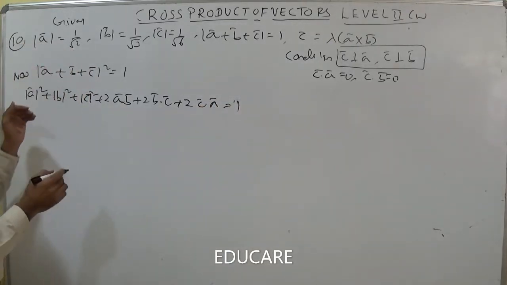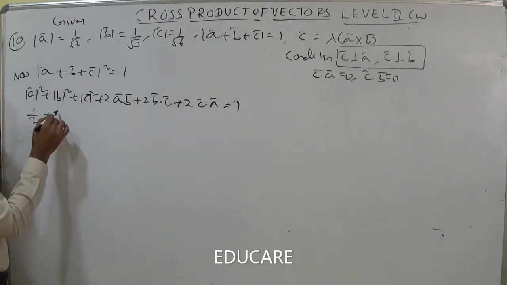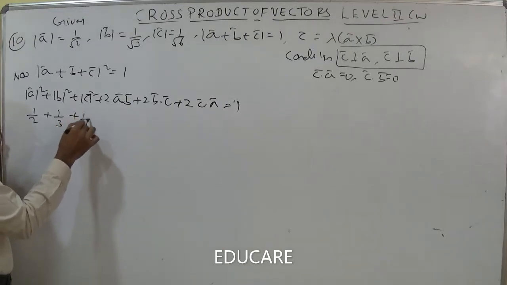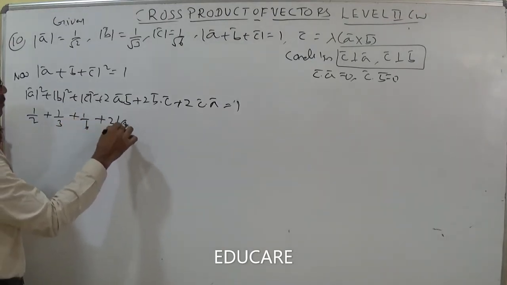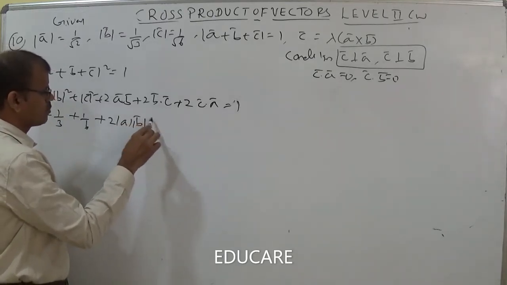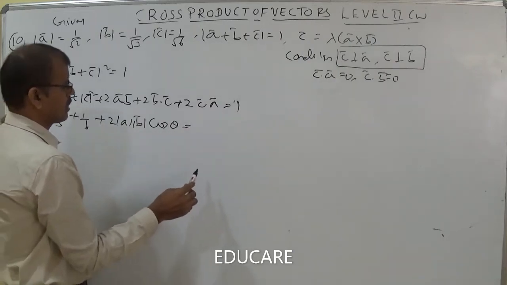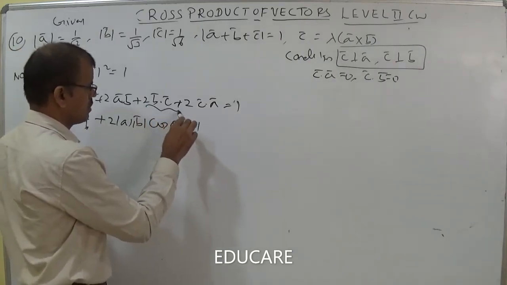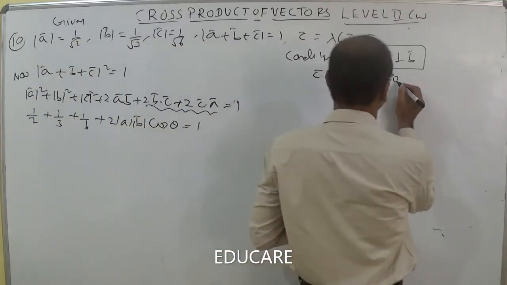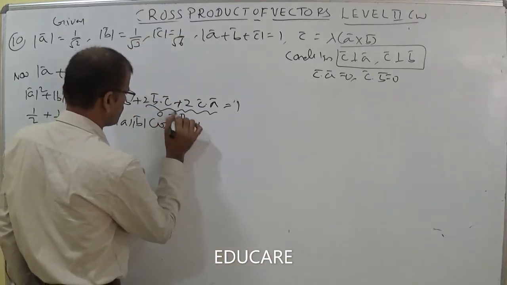Mod A square, mod A is given as 1 by root 2, we can write here 1 by 2. Mod B square, 1 by root 3, we can write here 1 by 3, and this is 1 by 6, plus 2 into, now we can write A bar dot B bar by the formula modulus of A bar into modulus of B bar into cos theta, the angle between the two vectors, equal to 1, because now we concluded here C dot B is equal to 0 and C dot A is equal to 0. So these two terms are 0, no need to write them here.